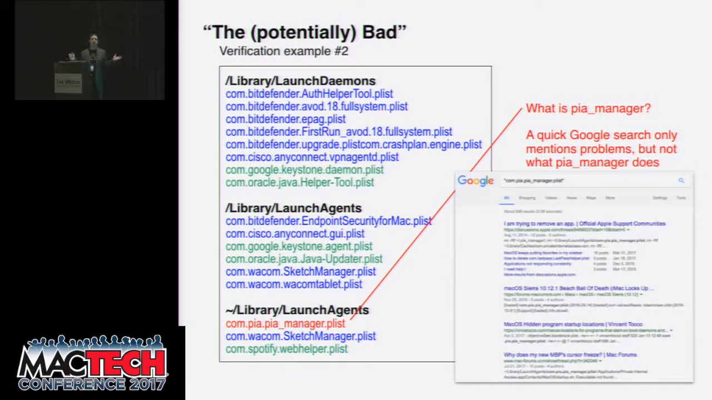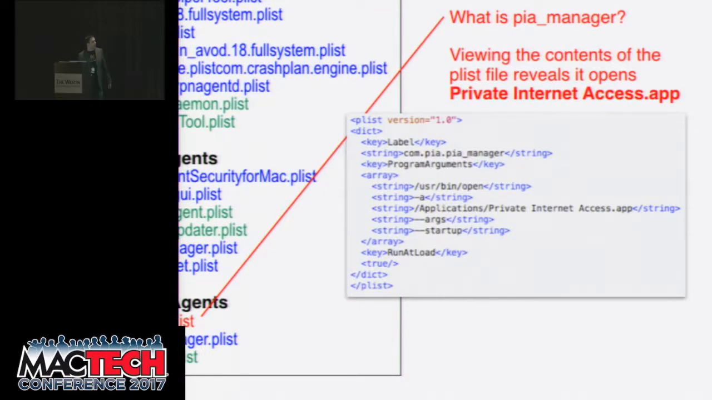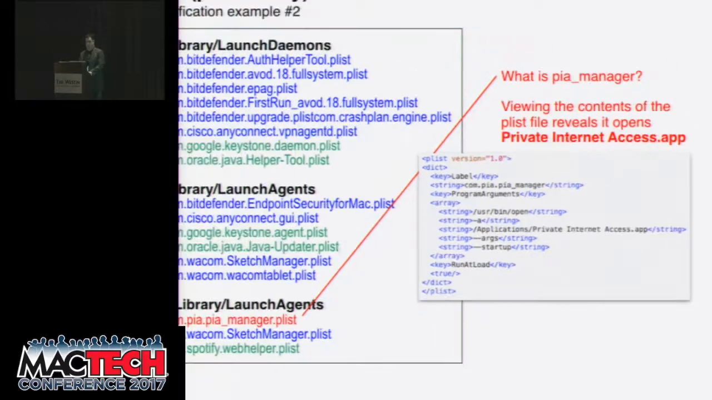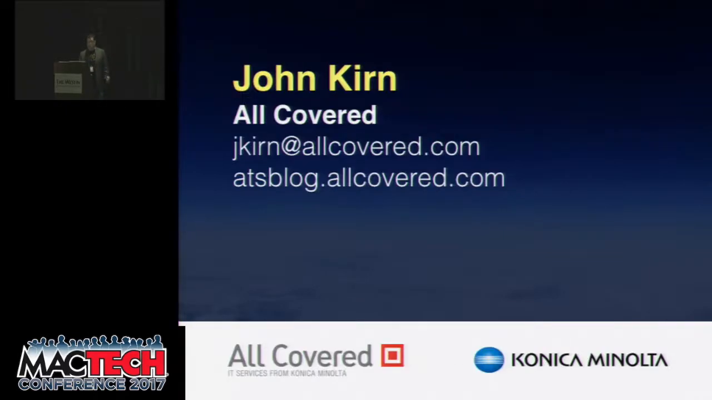So what do you do? You dissect it. You open the thing and you look at the content. And sure enough, if you look at the contents of the plist file, it's opening something in Applications called Private Internet Access. It's an app. All right, now that we've figured out what it does, you have to ask, is this user using the app named Private Internet Access to VPN into another network? And if they aren't, then you get rid of it. And that concludes my presentation.